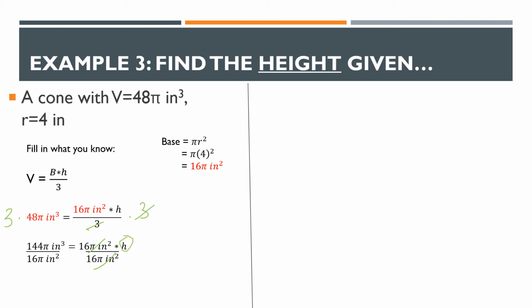And then over here, an interesting thing happens. You see that there's a pi and a pi here. Well, pi divided by pi is 1, so those will just go away. And then if I have inches cubed divided by inches squared, that's like inches times inches times inches divided by inches times inches. So actually 2 inches cancel out on the top and the bottom. And that leaves me with actually just one single inch unit on the top there. And then 144 divided by 16 is 9. So that means that my final height number is going to be 9 inches.